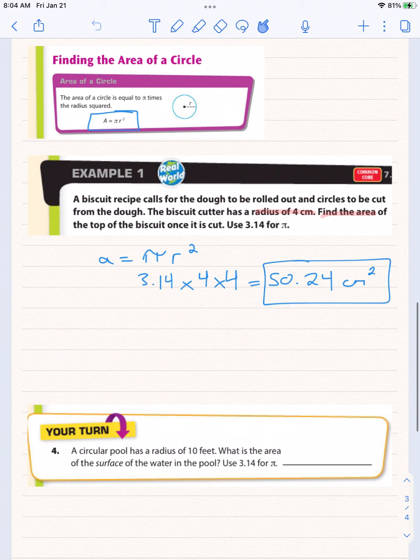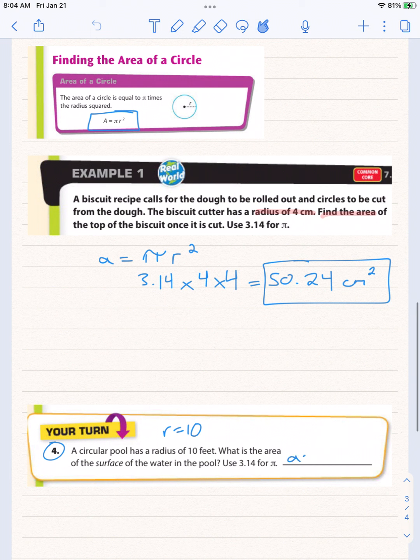All right, I want you to pause the video again and try number 4 down here on your own. And then when you play it back, we'll go over the answer. A circular pool has a radius of 10 feet. Key info, r equals 10. What is the area of the surface of the water in the pool?